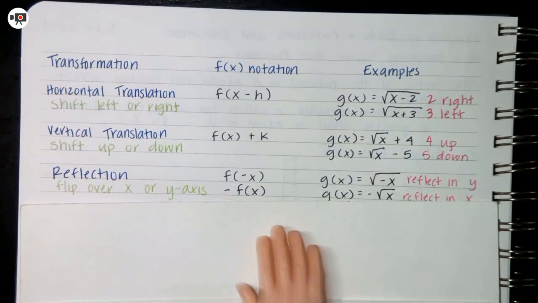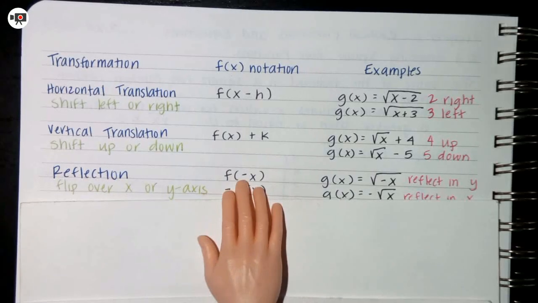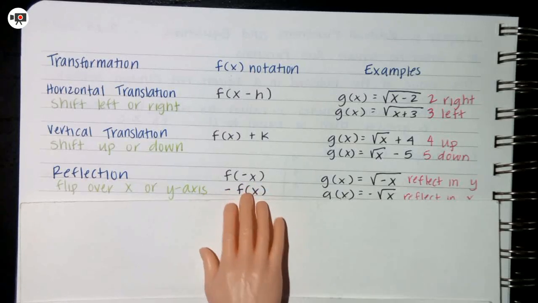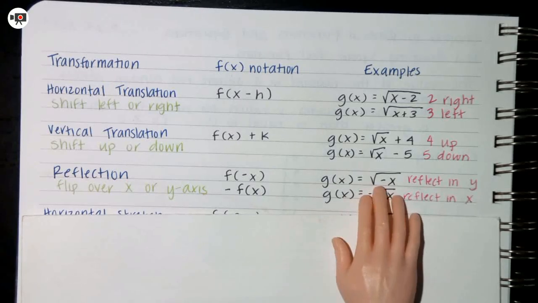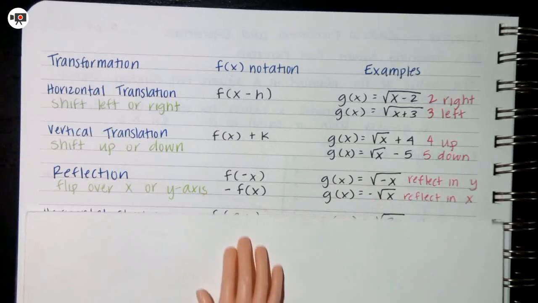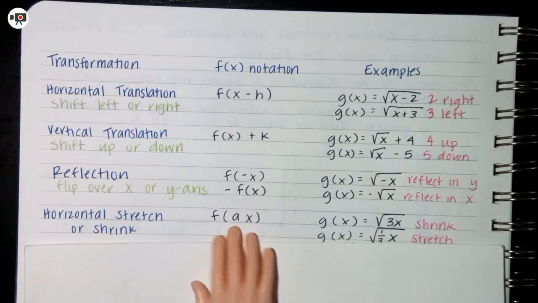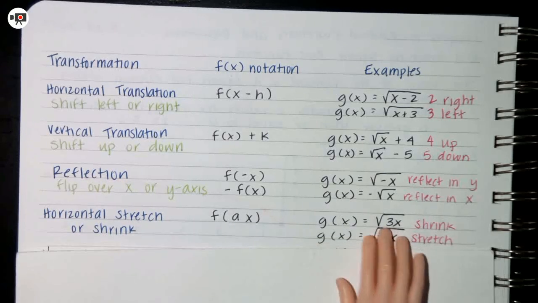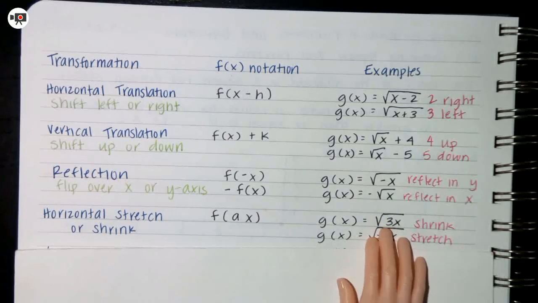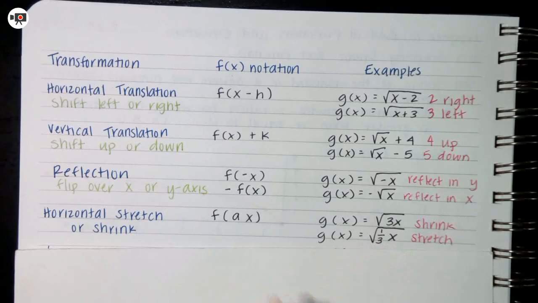A reflection is where we would flip the graph over the x or y axis, and if the negative is on the inside, that will reflect in the y. If the negative is on the outside, that reflects in the x. So you can see negative inside here, negative outside. For a horizontal stretch or shrink, that is a number multiplied times x inside that function. So the square root of 3x will make it shrink. The square root of 1/3 x will make it stretch.